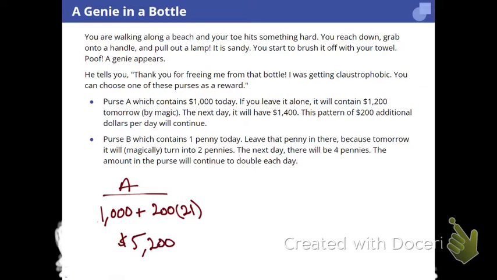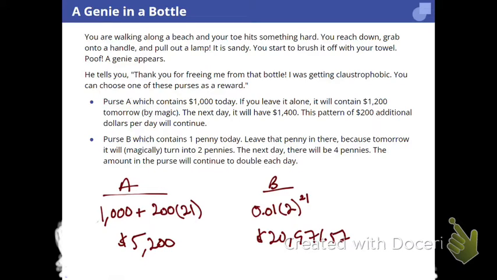$5,200. Still looks like a pretty good purse, doesn't it? Let's check out B. It only had $160 last week. It's probably nothing. A penny. I'm doubling that penny 21 times. And that person now has 20,971.52. Ooh. That one caught up.